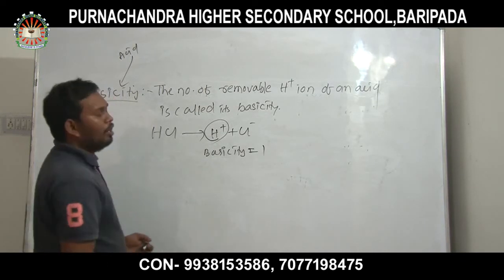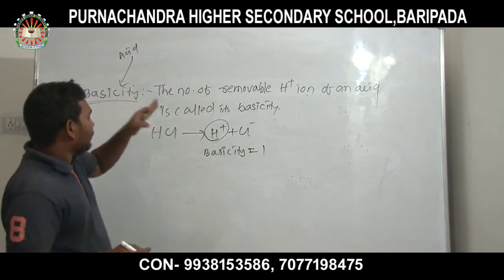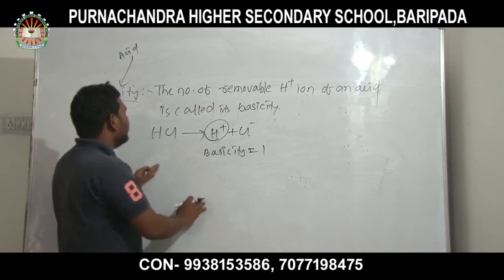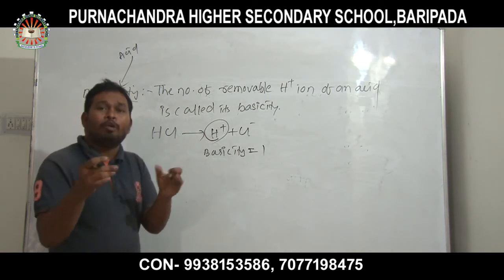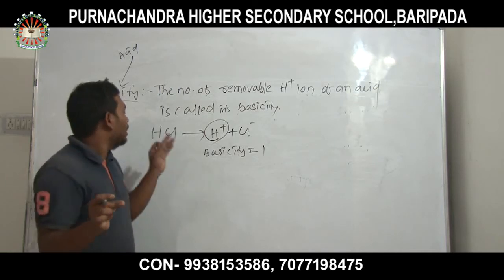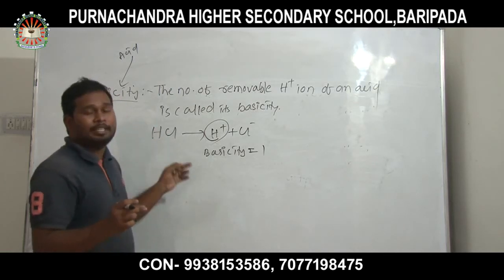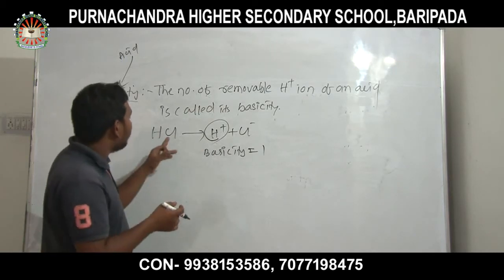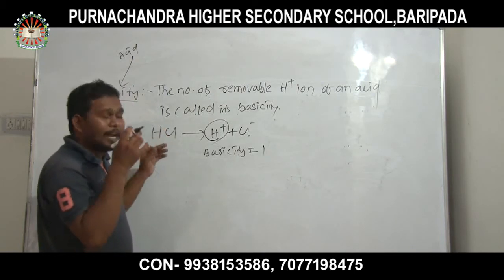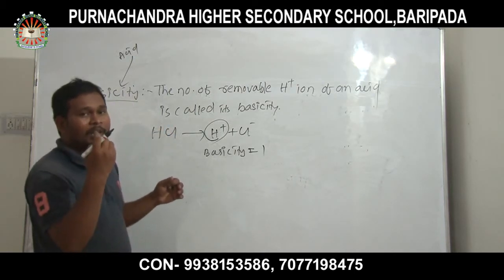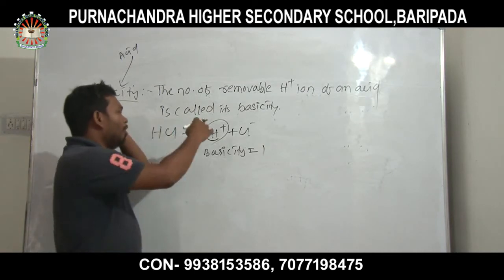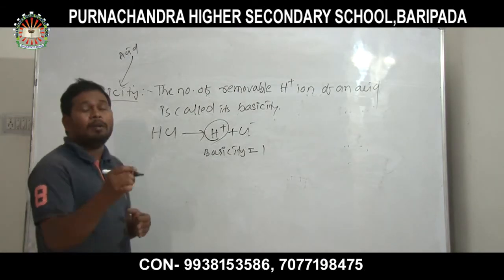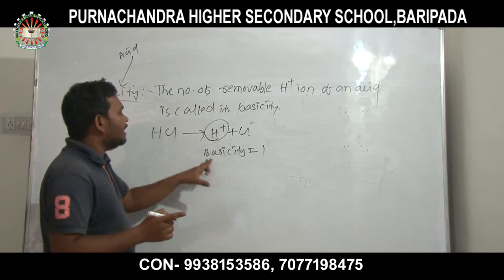We will discuss in a later class, in the chapter of chemical bonding, how H and Cl combine, and there is a covalent bond present between H and Cl. Thus, HCl is formed. But due to the higher electronegativity of the chlorine atom, it attracts the pair of electrons for itself. Thus, H removes as a proton, H plus. Thus HCl gives 1 removable H plus ion, so its basicity is 1.